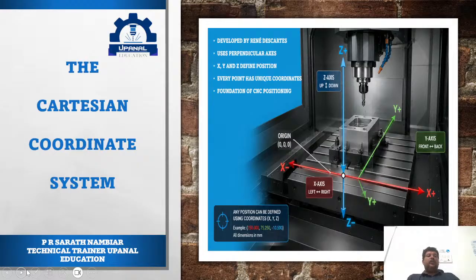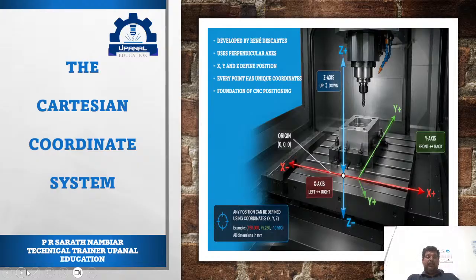Now that we understand what a coordinate system is, let us look at a specific coordinate system used in CNC machines. Almost all CNC machines use what is known as the Cartesian coordinate system, which was developed by a French mathematician named René Descartes. No need of remembering the name, but it's interesting to know where the concept originated. The Cartesian coordinate system uses axes that are positioned at right angles to each other. These axes allow us to define any point in space using numerical values.